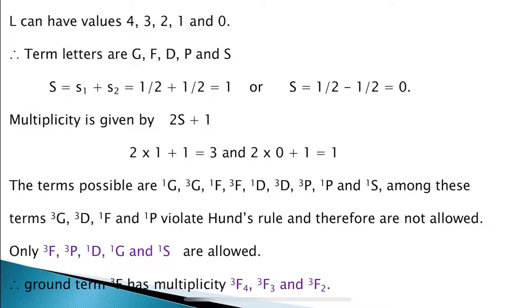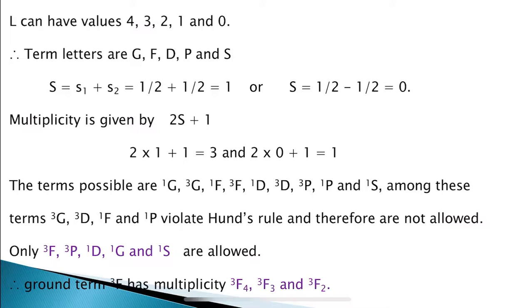For groups of terms with the same multiplicity, the one with the largest L value has the lowest energy. Therefore, among 3P and 3F, 3F has the largest L value. F has an L value of 3 and P has an L value of 1. So F is larger compared to P, and therefore it is the ground term.